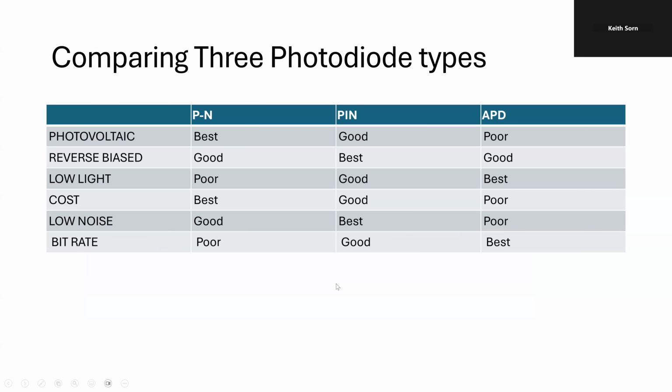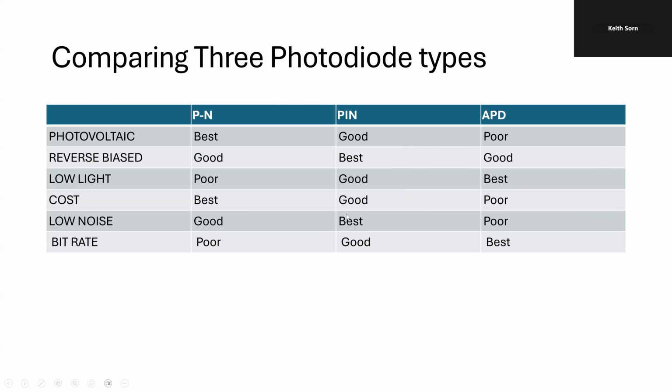It might seem like the way to go is the avalanche photodiode. And that's true if you're in a low light condition or you want the highest possible bit rate. The problem is because of the high voltage, it creates a higher degree of noise. So some electronics have to be added to separate the signal from the noise. It is the most expensive. It does not make a good solar panel.